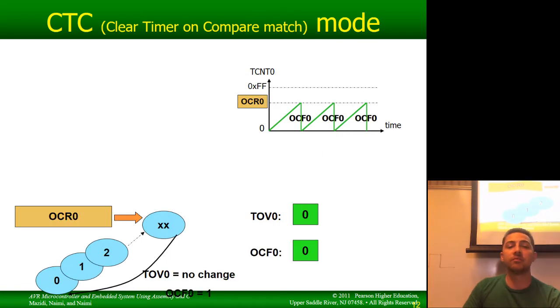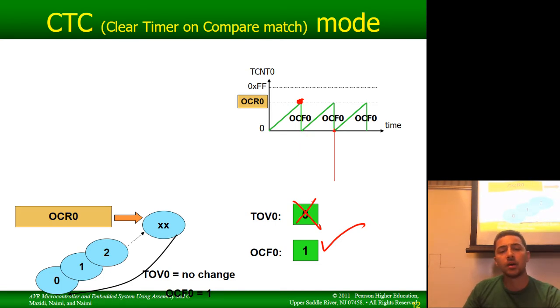CTC mode, very similar, except it changes where you count up to. And instead of the overflow flag, it's the output compare flag. But otherwise, it still counts up over time. Great. And when it hits that OCR value and resets, that's when we have our flag.